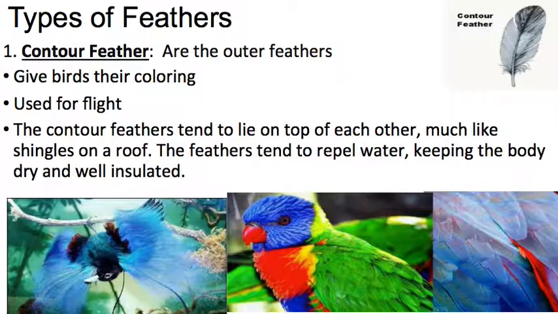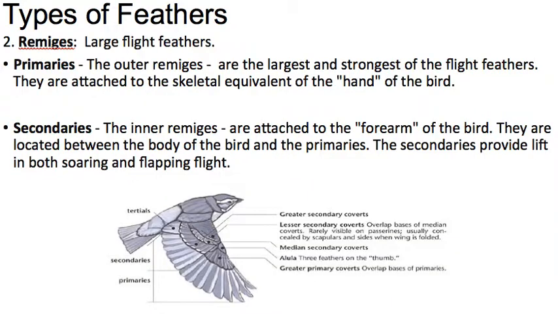Some types of feathers. The first is a contour feather. These are the outer feathers to the birds. It gives them their coloring, helps them with flight. And the contour feathers tend to lie on top of each other, much like shingles on a roof. And the feathers tend to repel water, keeping the body dry and well insulated.